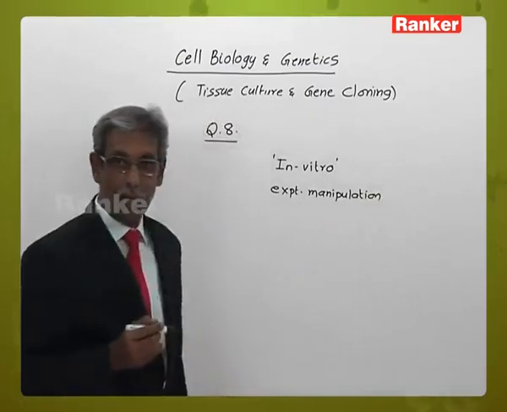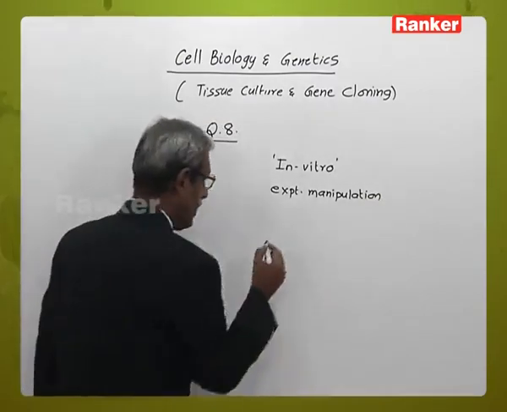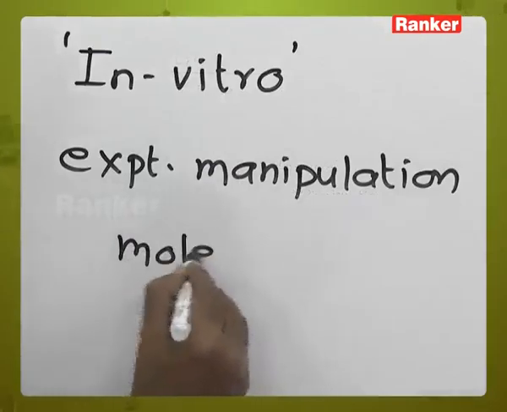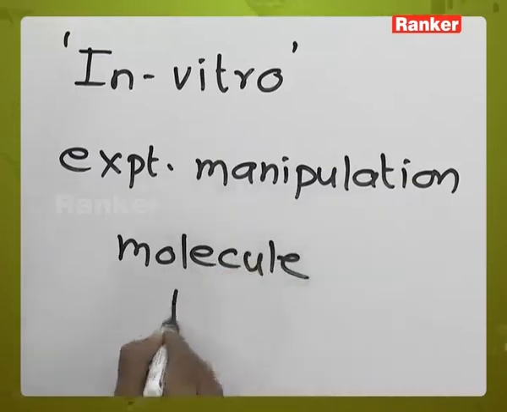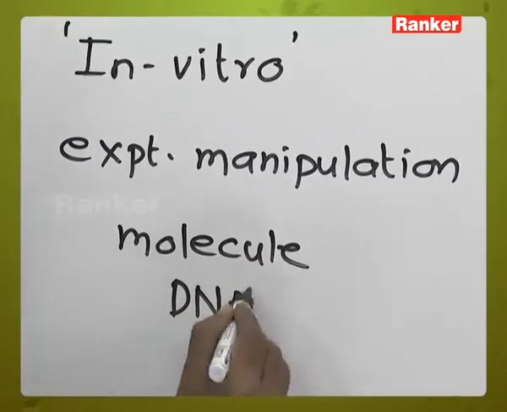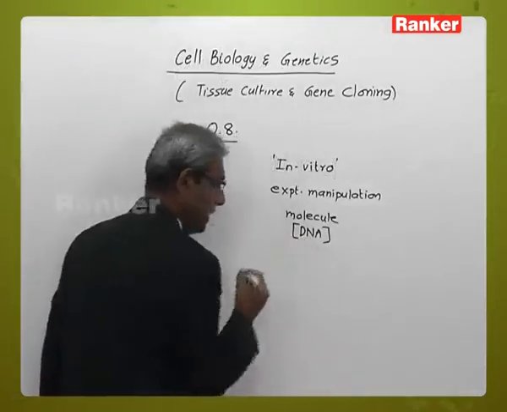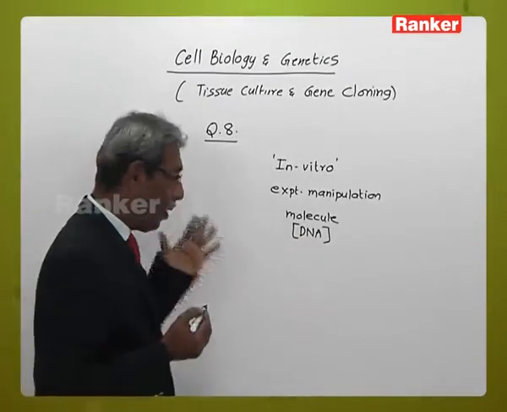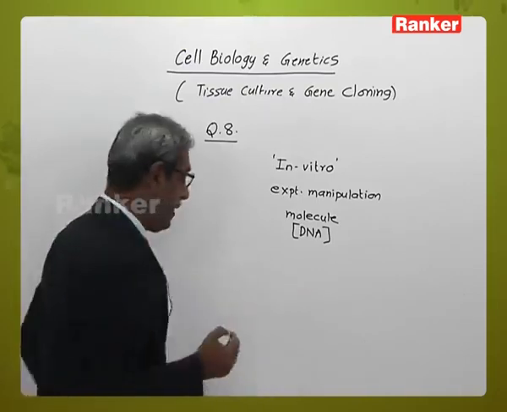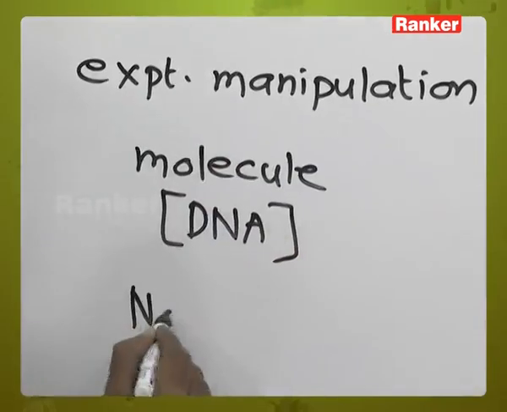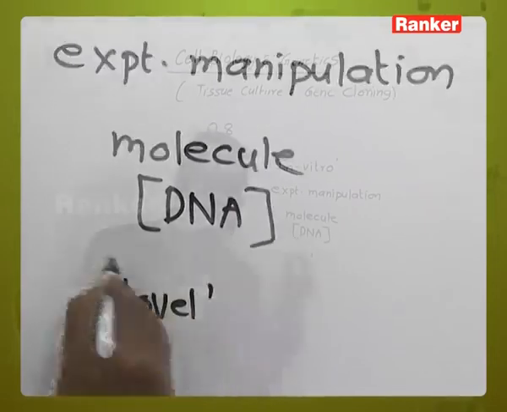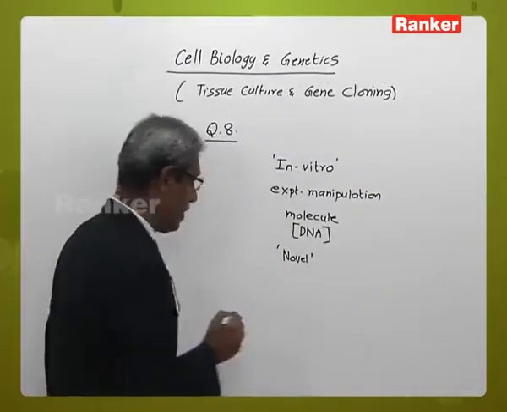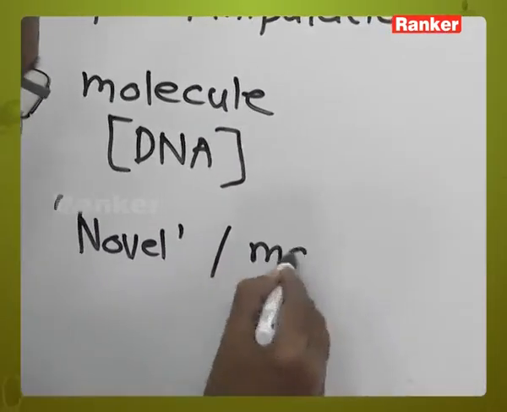So, when you experimentally manipulate a particular sort of molecule, in this case a DNA molecule, and thereby modify it in such a way that it has got novel genes, novel means new, or it has modified genes.